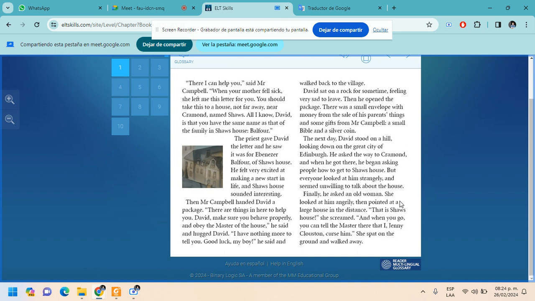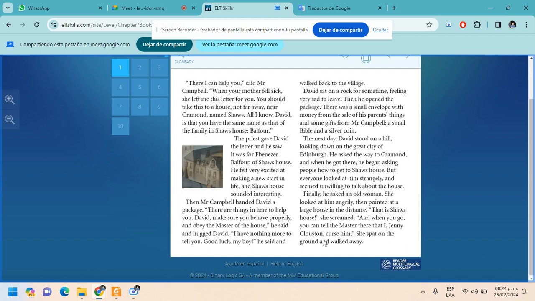Okay, another. For example, maybe this I found here, no? She spat on the ground and walked away. Teacher, what is spat? Es el pasado del verbo spit, escupir. She spat on the ground and walked away. Es la mujer que conoce, ¿no? En el curso. She screamed, gritó. And when you go, you can tell the master, ¿no? Mr. Ebenezer Balfour. Dile, le dice, ¿no?